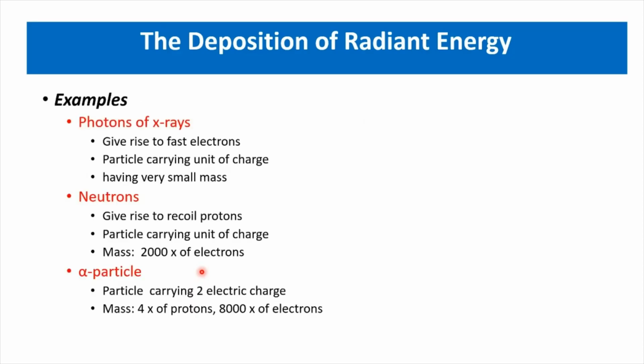For example, photons of X-ray give rise to fast electrons, which carry a unit of charge and have a very small mass. Neutrons give rise to recoil protons, which also carry a unit of charge, but the main difference between recoil protons and fast electrons is mass. The proton mass is 2000 times greater than that of electrons. Alpha particles carry 2 electric charges and have a mass 4 times that of protons and 8000 times that of electrons.